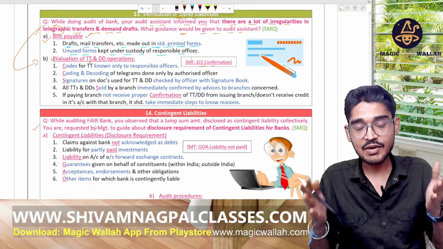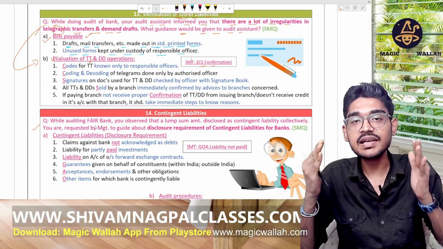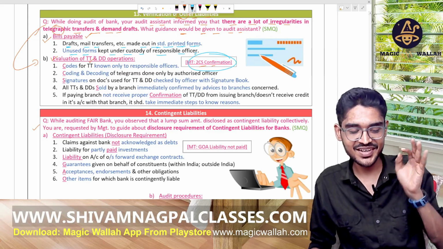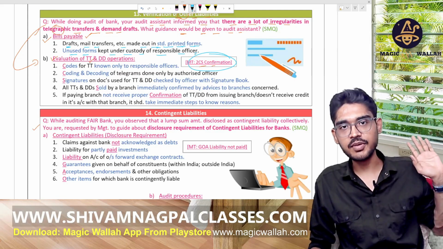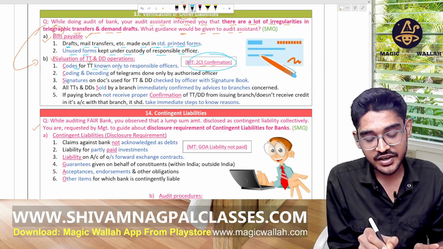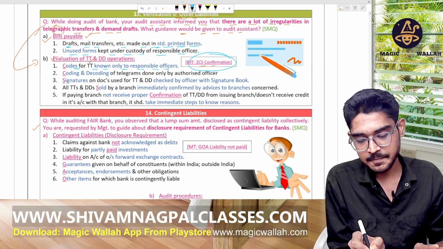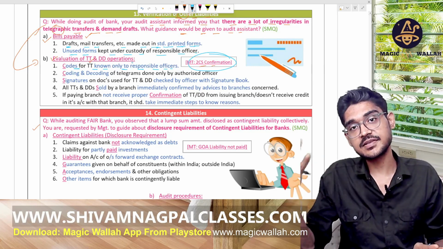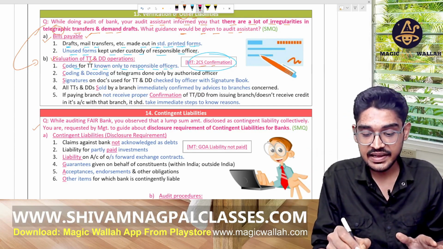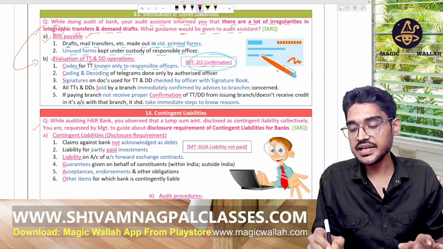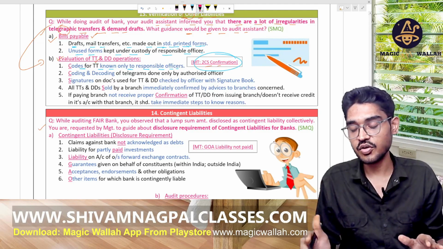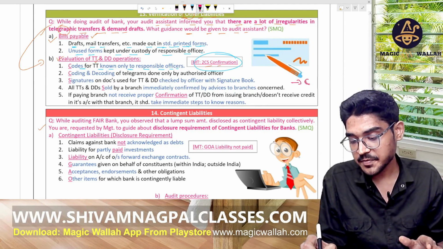What to check here? We have to check the 2CS confirmation, whether received or not. 2CS confirmation, again 2CS confirmation: C, C, S and the confirmation. The C means codes for the TT, known only to the responsible person, just like happens in the case of cheques. On a cheque there is a certain code. As I said in our last class, I got a cheque from my principal for my articleship stipend. So there is some code on that cheque.